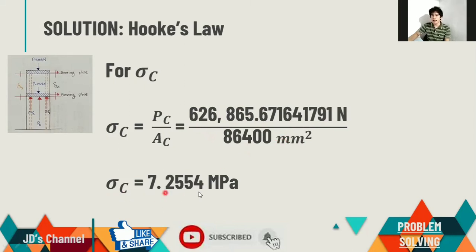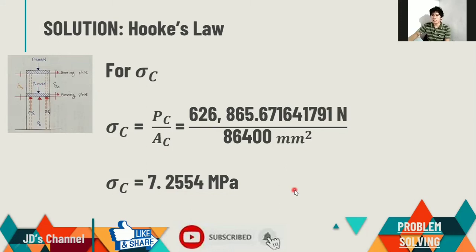Ayan, class, yan po yung dahilan kung bakit naka-Newton and mm. Kasi po, Newton over mm squared is equal sa MPa. Kaya po, Newton ang aking ginamit, direkta kasi yan magiging MPa. So, ang ating sagot with 4 decimal places is 7.2554 MPa. Yan yung ating stress for the concrete.